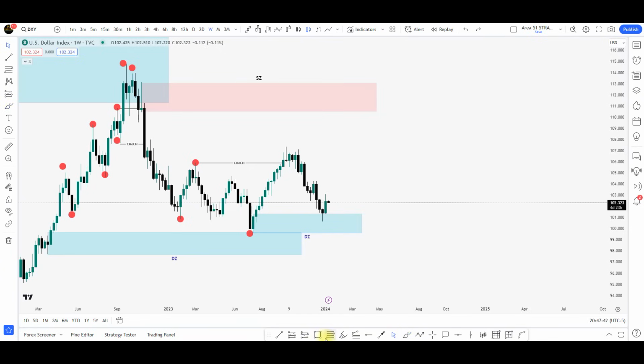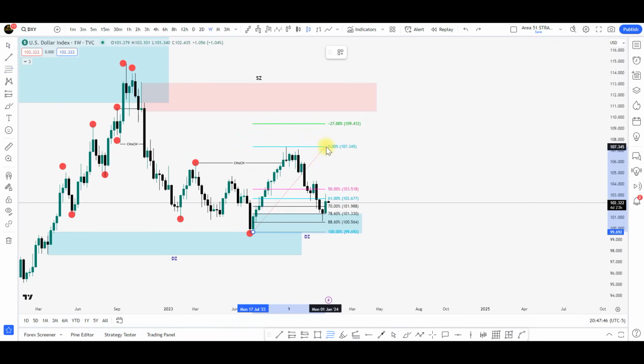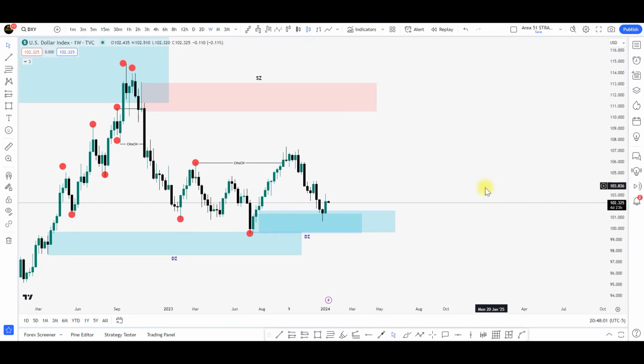So we can see that if you pick your Fibonacci and you mark the low and the high of this candle, you can see that there is an area around the 88 to 78%. There was some type of imbalance, and we're going to go ahead and mark this entire zone, and we can see that price is reacting around this zone.